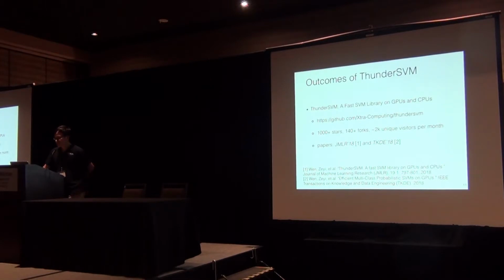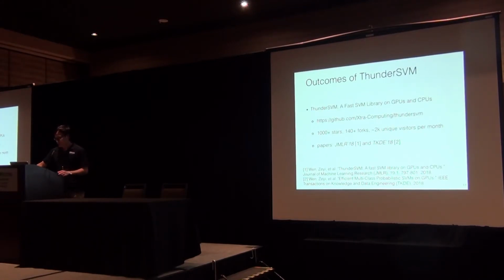This slide shows some key outcomes of our ThunderML project so far. It's open source on GitHub. We have attracted more than 1,000 stars and more than 140 forks. Every month we have about 2,000 unique visitors to the repository, but we expect the users of the repository is much larger, because many users just download the code and then use it many times, which we cannot track.